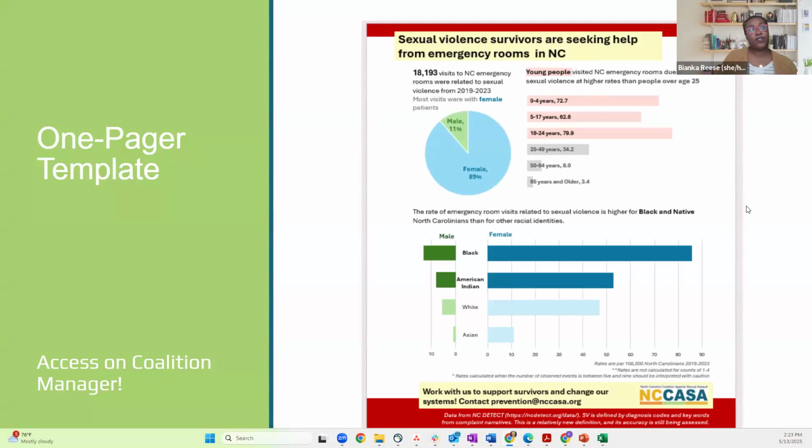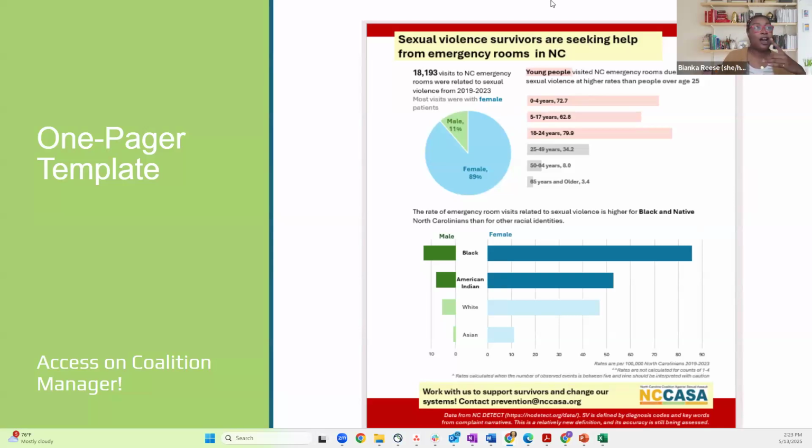You can download this one-pager from the coalition manager. It's in PowerPoint form, so you can make changes to it and take those graphs from the data dashboard and copy and paste them onto this PowerPoint visual. Use this, don't reinvent the wheel if you don't have to. Like Teresa was saying about wanting handouts, it's a good, quick handout to give somebody to tell them what you're doing and why they should care.